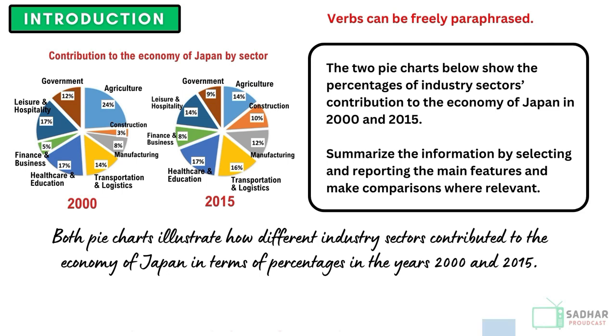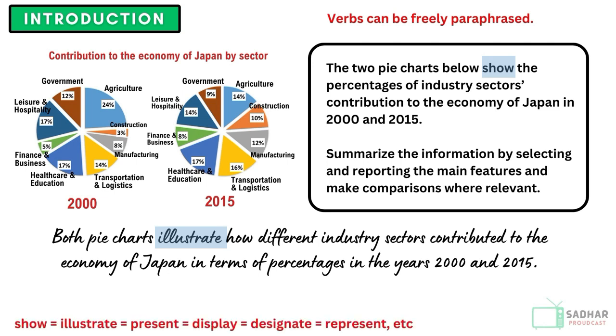The next one is we see there is a verb show in the question, and then I changed it into illustrate. So verbs can be freely paraphrased. There are so many verbs that we can use interchangeably. We have show, illustrate, present, display, designate, represent, etc.